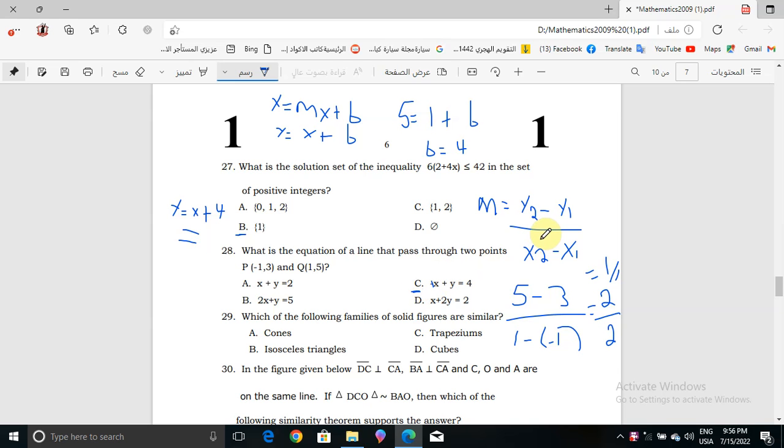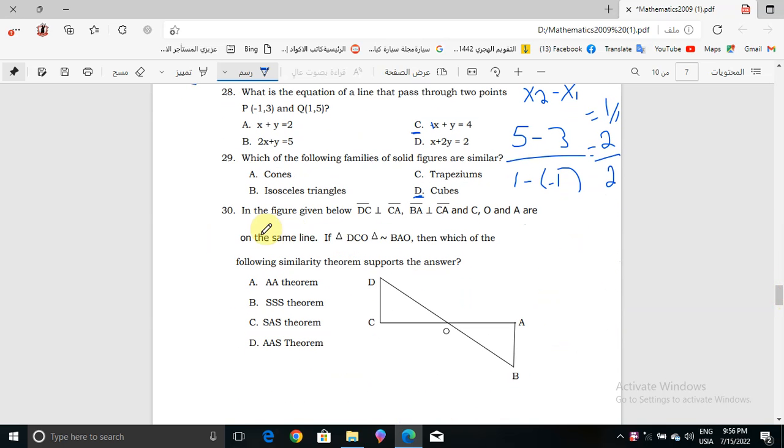Okay, now in question number 29, it says: which of the following families of solid figures are similar? Of course, it will be cubes. In question number 30, in the figure given below, the arc DC, CA, BA, CA, and CO and A are on the same line. If angle DCO is similar to angle BAO, then which of the following theorems supports the answer? Of course, it will be the angle-angle theorem. If you can see here angle and here angle, so that means the angle-angle theorem.